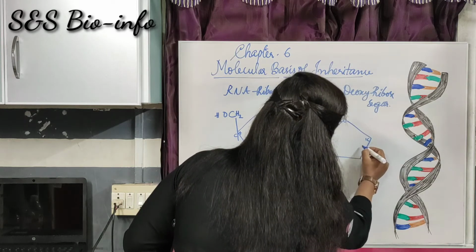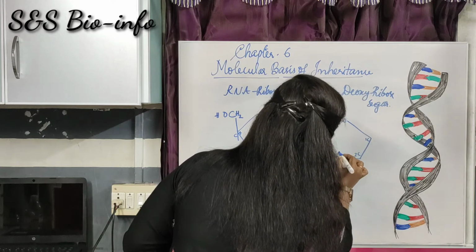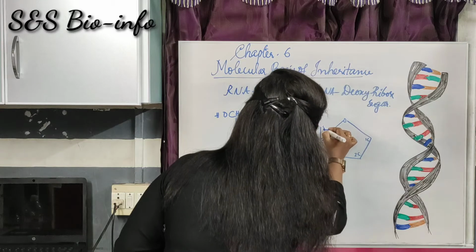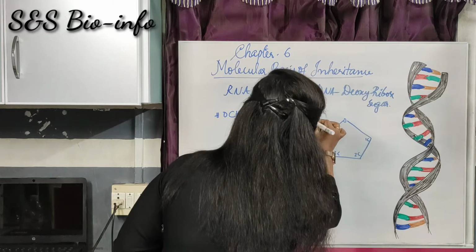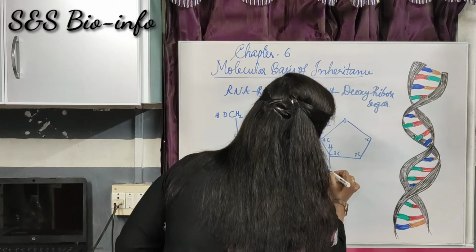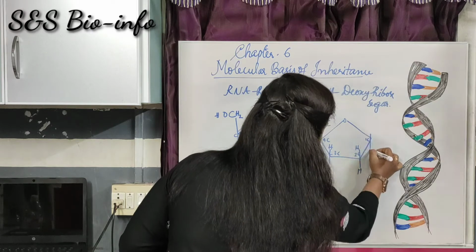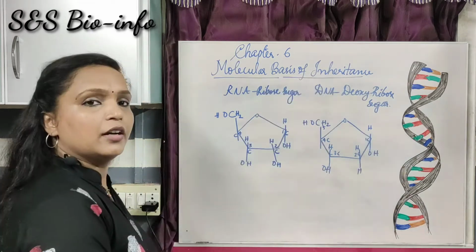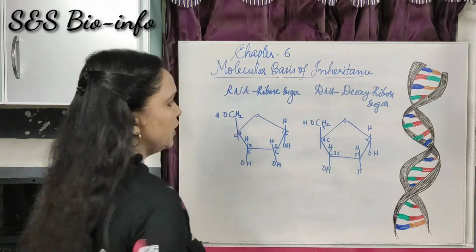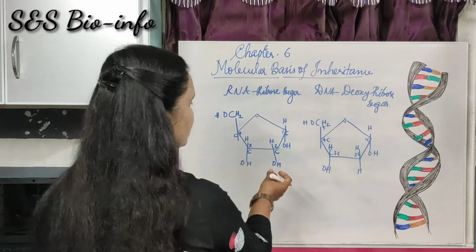First carbon atom, second carbon, third carbon, fourth carbon and a fifth carbon, CH2OH, then HOH, here H, then HOH. Look at the diagram. The first one is the ribose sugar, the second one is the deoxyribose sugar. There is a slight difference between this diagram.